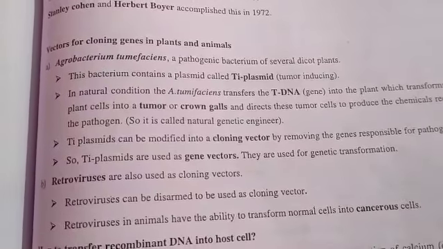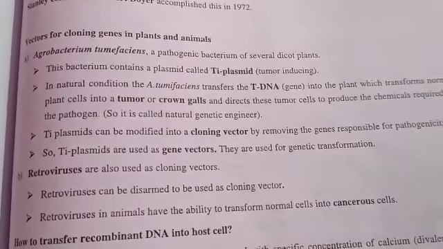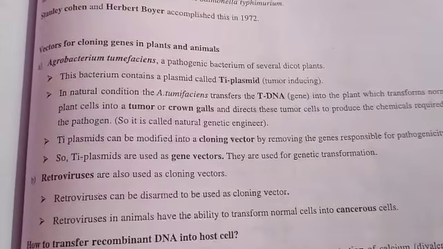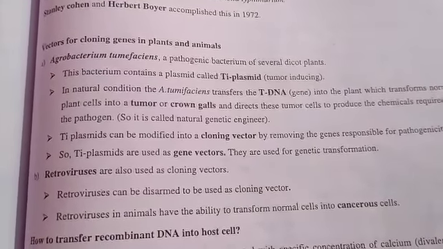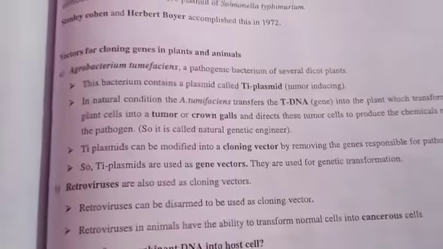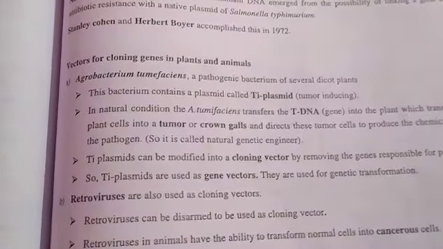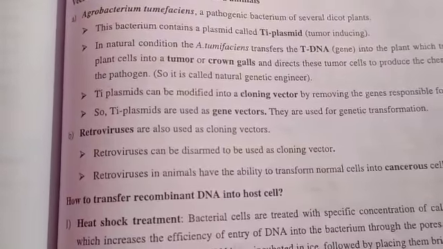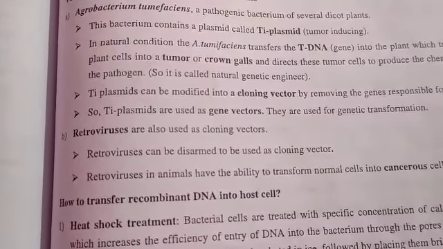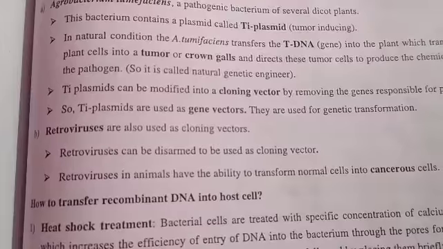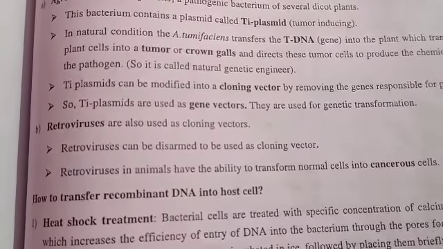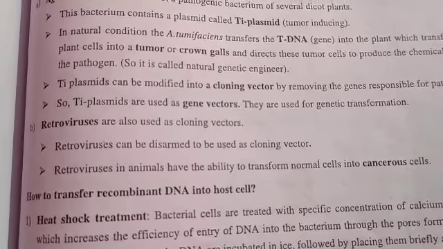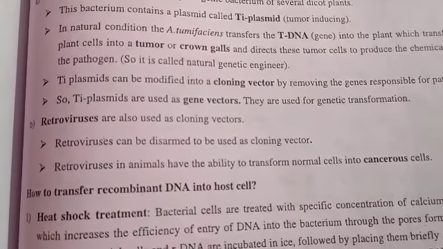The Ti plasmid is a natural plasmid. It can be modified into a cloning vector by removing the genes responsible for pathogenicity. So Ti plasmids are used as gene vectors for genetic transformation. Retroviruses can also be disarmed and used as cloning vectors. Retroviruses in animals have the ability to transform normal cells into cancerous cells.